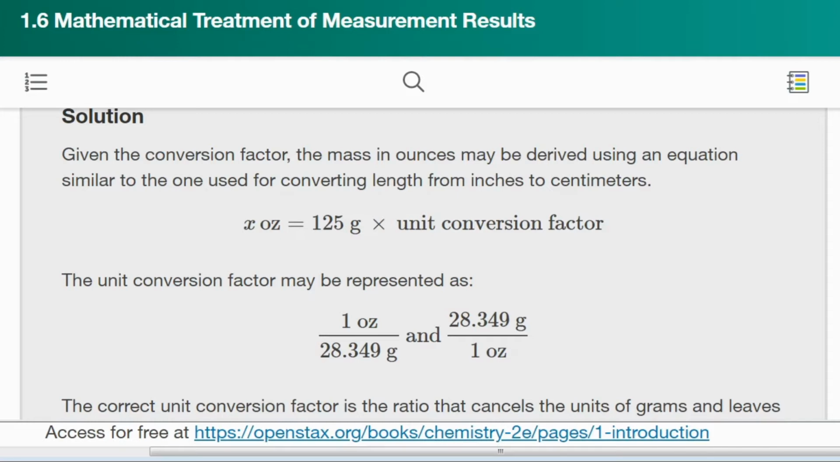Oh boy, I don't like that either. Anyway, the unit conversion factor may be represented as 1 ounce per 28.349 grams and 28.349 grams per 1 ounce. Okay, so that's one thing to point out. You can make two different kinds of conversion factors with 1 ounce and 28.349 grams. The trick is choosing which conversion factor to use, and this is what they're going to cover.